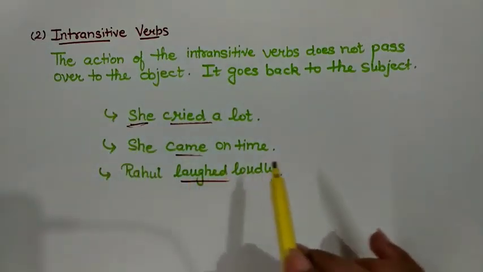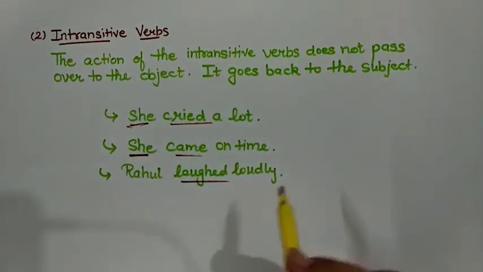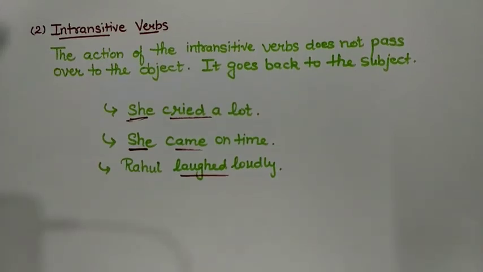She came on time. Again, the subject is she and there is no object in the sentence. Rahul laughed loudly. Again in the sentence, there is no object. So we can say that in intransitive verbs, action is not being passed to the object. Most verbs can be used both as transitive and as intransitive verbs. So, therefore, it is better to say that a verb is used transitively or intransitively rather than it is transitive or intransitive.